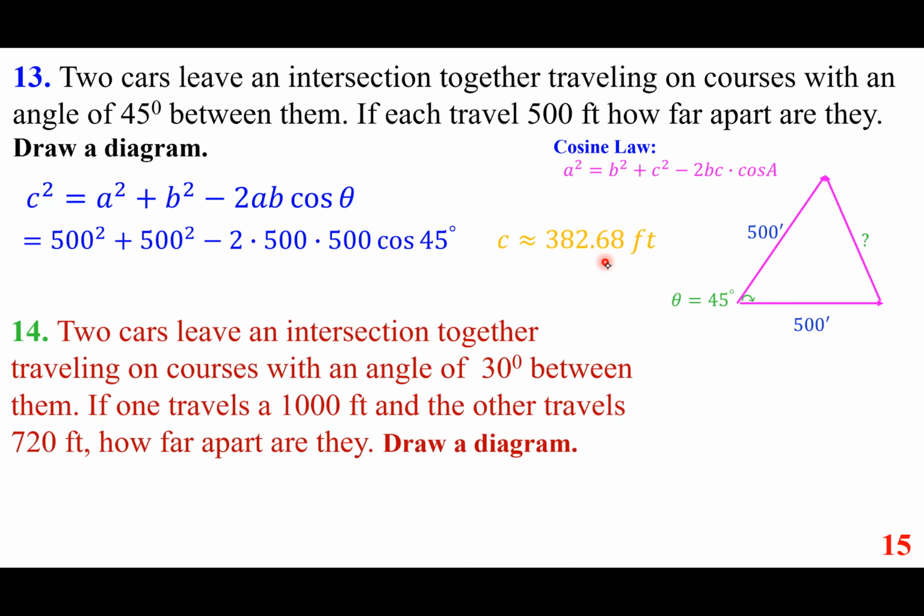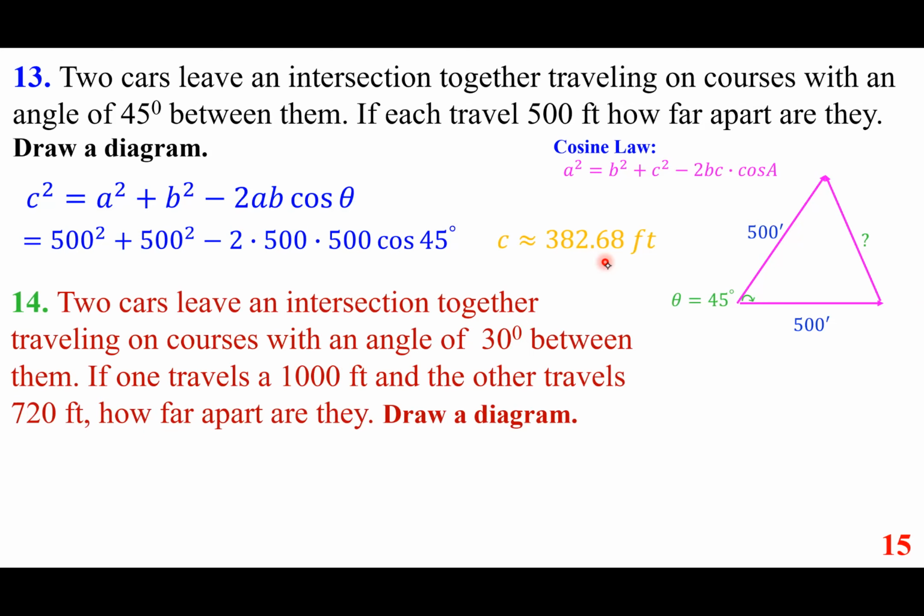We have a similar situation, but this time the two cars leave the intersection and make an angle of 30 degrees. One goes about 1,000 feet and the other one 720 feet. How far apart are they?